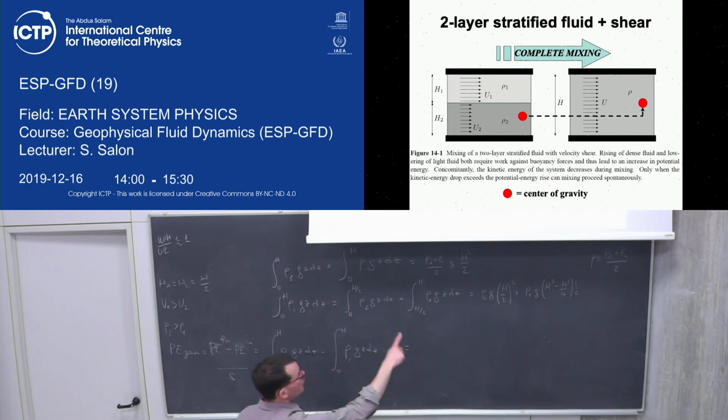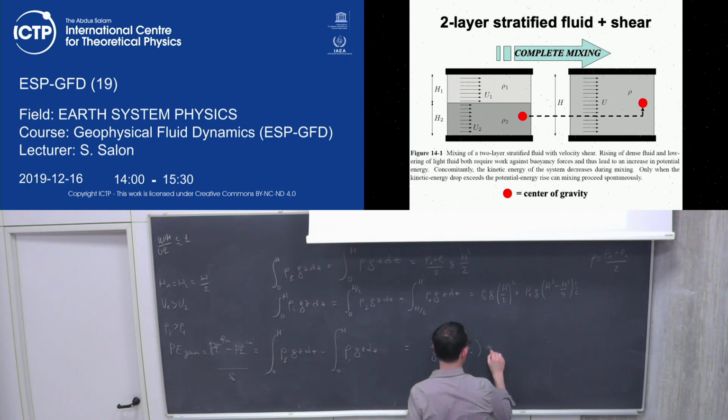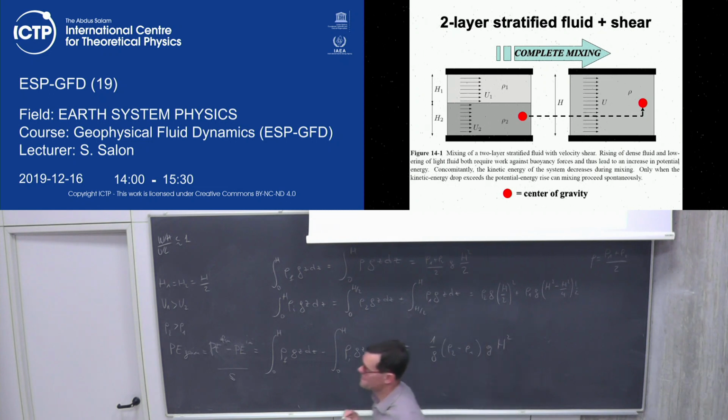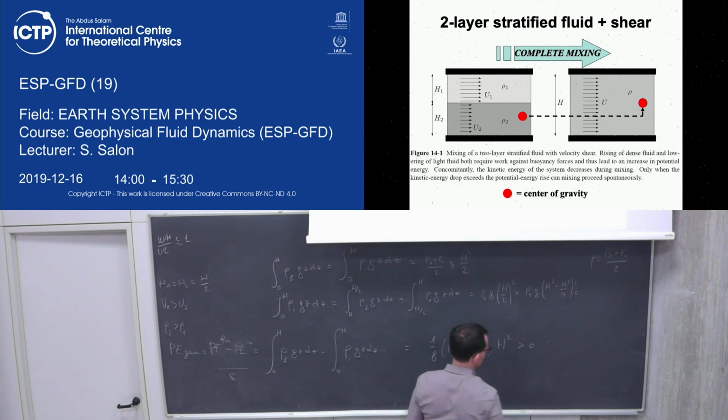So at the end, when we do all the calculation, what we found is 1/8 (rho 2 minus rho 1) g h squared. Okay? So I just make this divided by this one. Since for our hypothesis rho 2 is larger than rho 1, of course, this is positive. So, it's correct. From that situation to the other situation, we had a gain of potential energy because the center of gravity has been increased.